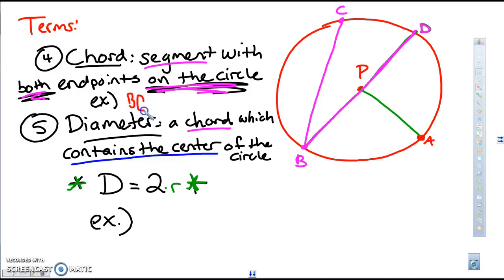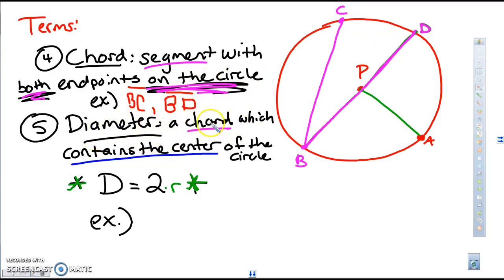So if you want to go ahead and follow along in your notes. Technically, if we're looking at this picture and looking for another chord, you can see that BD also is considered a chord. So I would say BD is also a chord. Segment BD.